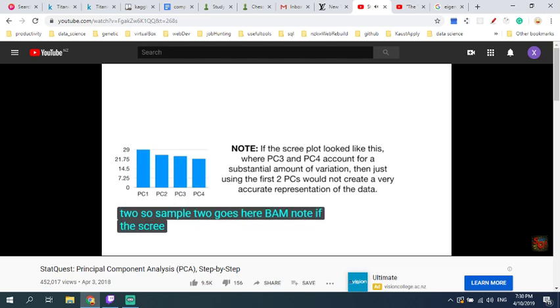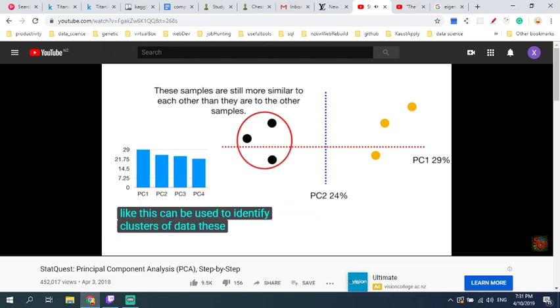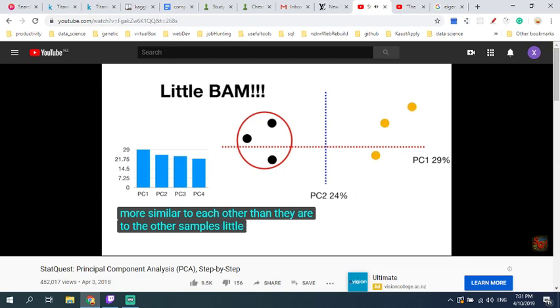Note, if the scree plot looked like this, where PC3 and PC4 account for a substantial amount of variation, then just using the first 2 PCs would not create a very accurate representation of the data. Wah wah. However, even a noisy PCA plot like this can be used to identify clusters of data. These samples are still more similar to each other than they are to the other samples. Little bam.